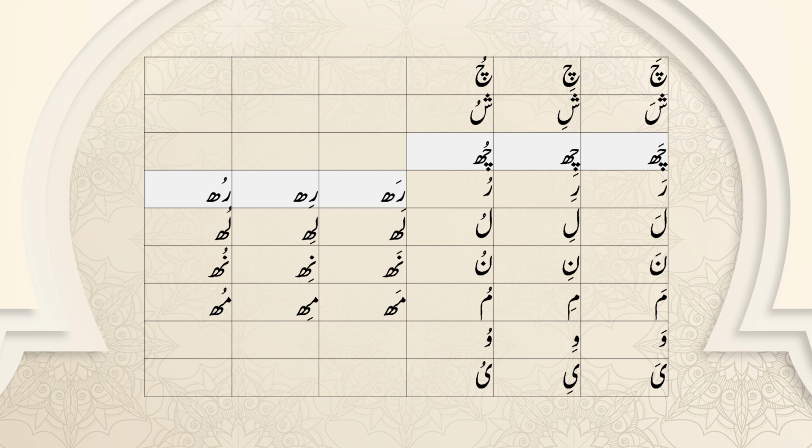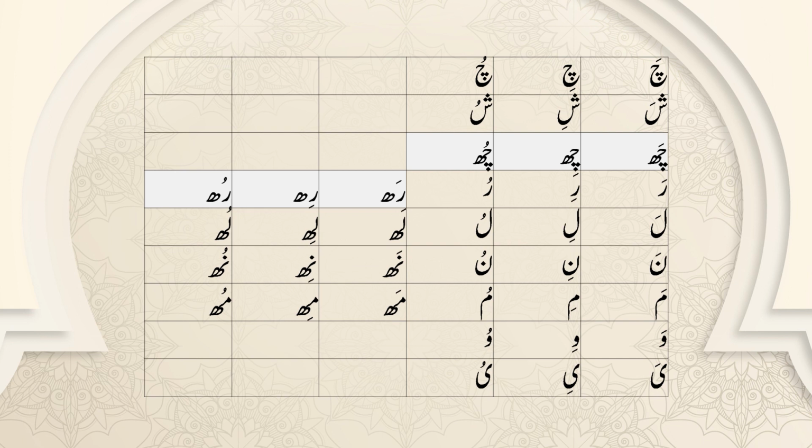Shin has some similar sound, but not totally similar. There is some similarity between che and shin, but not the entire totality. So shin will give its own sound: sha, shi, shu. We have the form of che with do chashmi: cha, chi, chu.